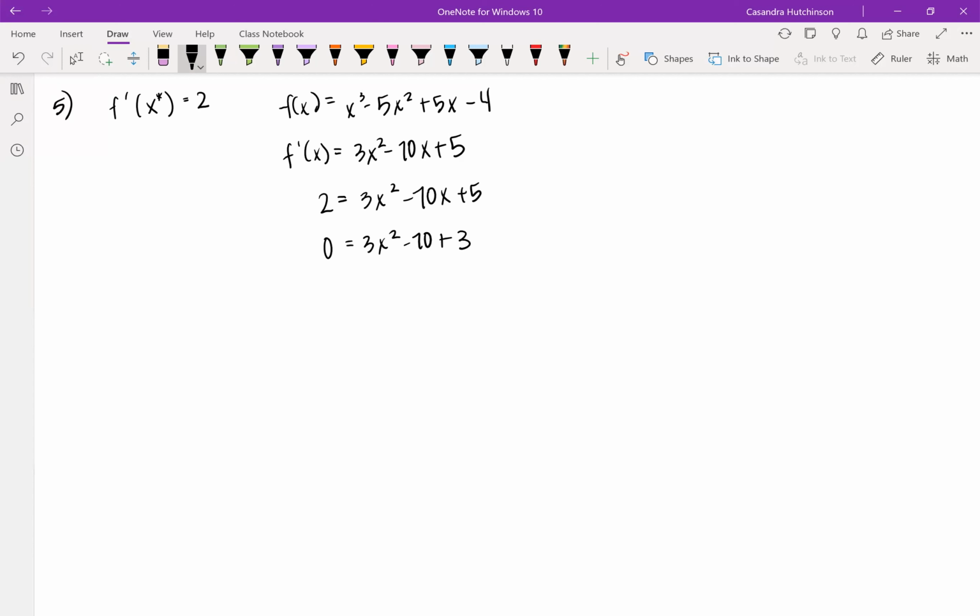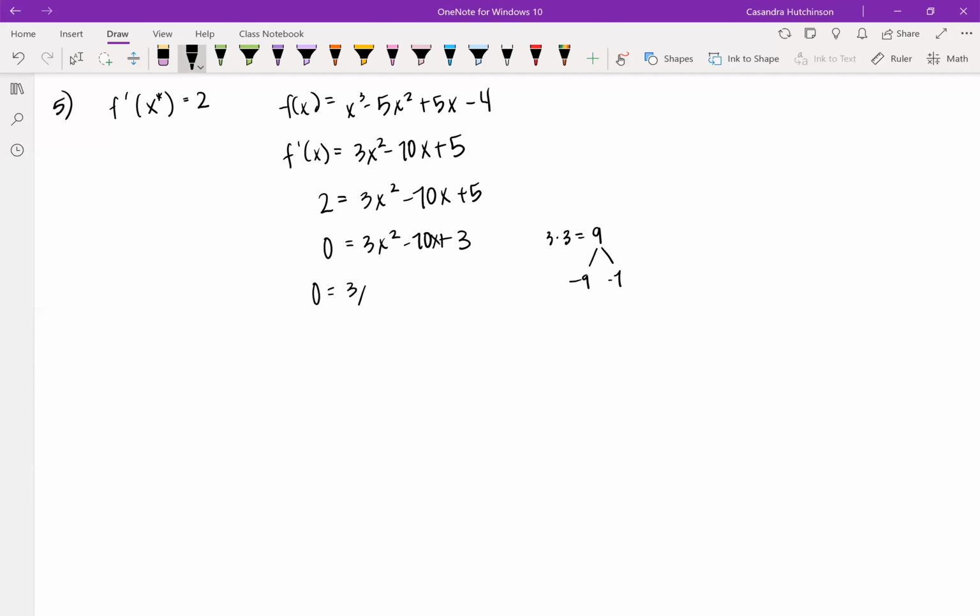I prefer to factor when I can. I'm pretty sure this factors, so I will try that first. So 3 times 3 is 9, and I'm looking for two values that multiply to be 9, but, oh, I forgot my x, add to be negative 10. That's going to be negative 9 times negative 1.